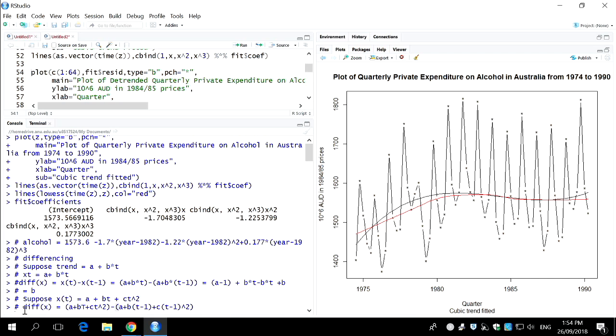Okay, what's going to happen to that? Well, you look at it, the a's are going to cancel, right? The bt's are going to cancel, leaving a b. (t minus 1) all squared is t squared minus 2t plus 1, right? So your ct squareds are going to cancel. You're going to be left with a 2ct and a c. So this is equal to d plus e times t, for suitable values of d and e.